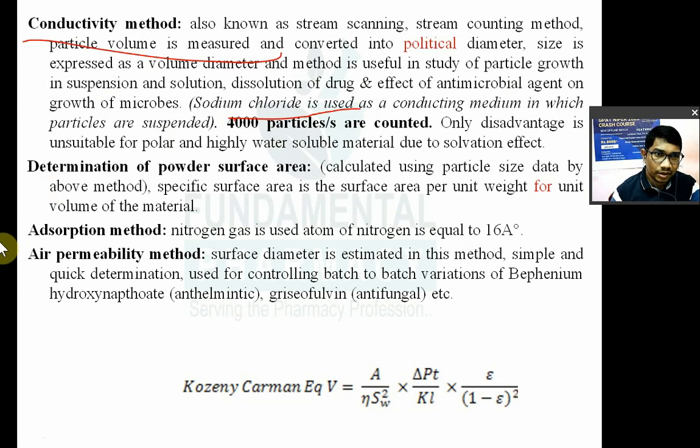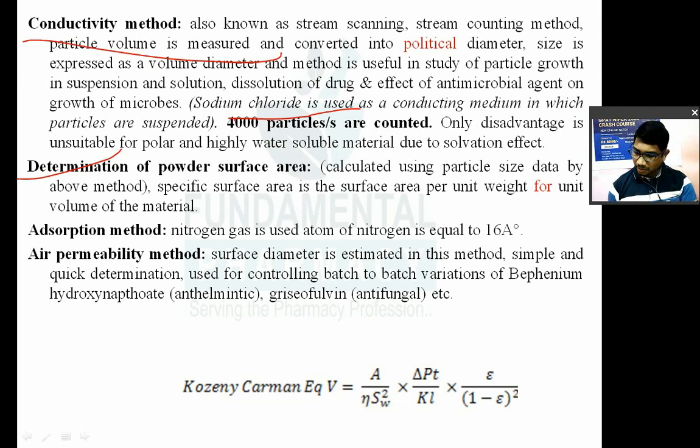Adsorption method: determination of surface area. Surface area can be calculated simply from particle size data also. Whatever particle size is obtained from the above methods, from that you can also calculate the powder surface area. But different methods are also there. Adsorption method is there. In that, liquid nitrogen is allowed to adsorb on a powder to form a monolayer at minus 196 degrees Celsius, and one nitrogen molecule is equal to 16 atoms.